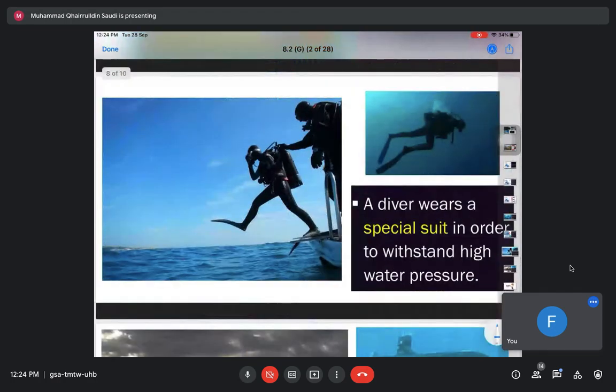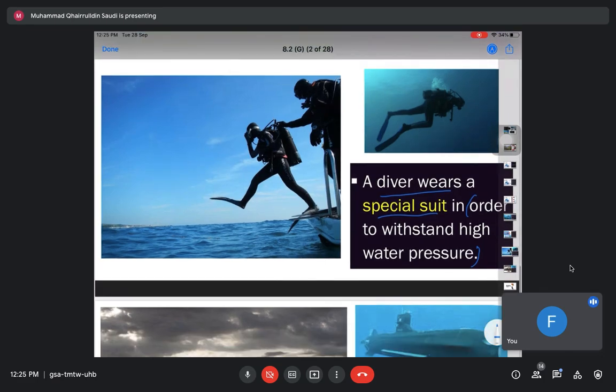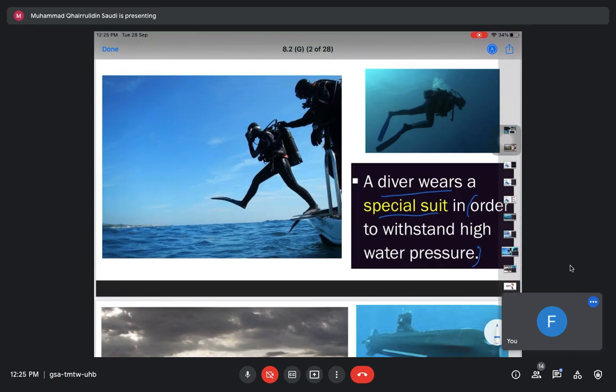Okay, that is also the higher pressure also causes a diver to wear a special suit, okay, in order to withstand the higher water pressure. Tapi still, the special suit cannot help the diver to go deeper sangat, lebih jauh ke dalam sangat. Okay, they still have limit. Okay, sama juga dengan kapal selam. Kapal selam also have limit sedalam mana dia boleh pergi. Because as we go deeper, the pressure will be higher.